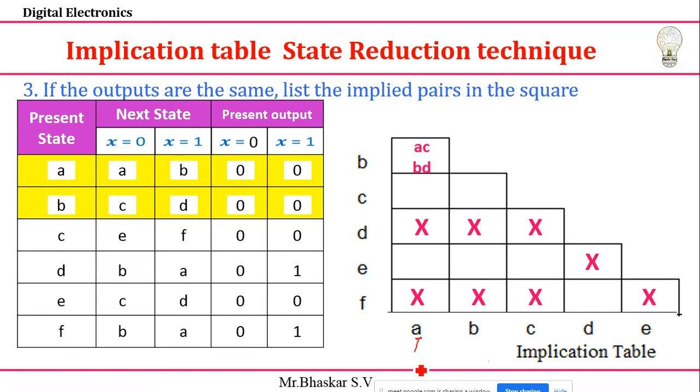I'm looking at A with respect to B, and the outputs are the same. Then you write the values AC and BD here. It is the next state values, just fill it in this square. Clear? Now you try A with respect to C. What is the value you'll get? A with respect to C, AE and BF.